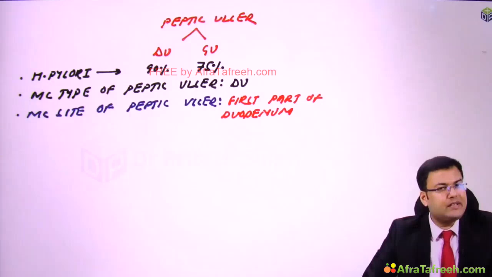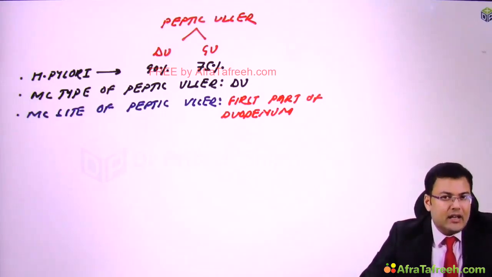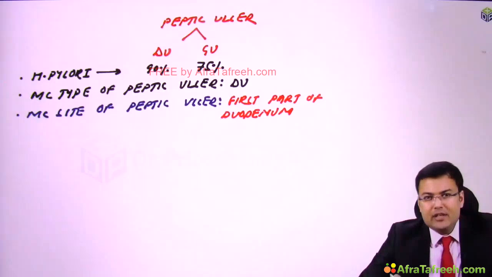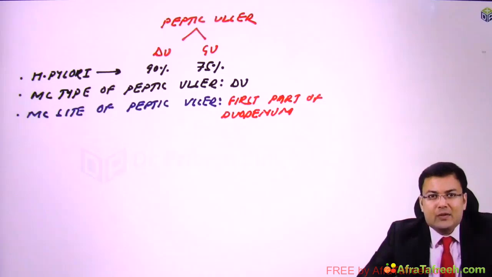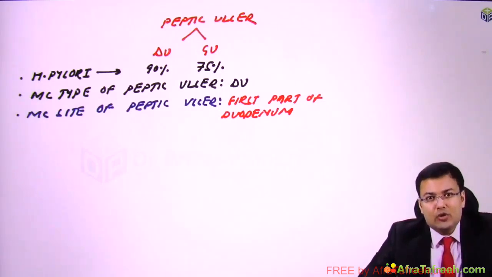After that, there is a basic difference between duodenal ulcer and gastric ulcer. What? Generally in duodenal ulcer, the location is fixed. It's the first part of duodenum. That's why in duodenal ulcers, the treatment depends on the complication. And in gastric ulcer, the location is variable, and since the location is variable, treatment depends on the location.